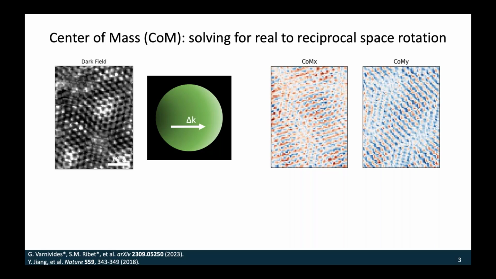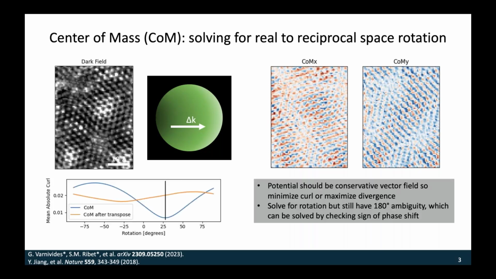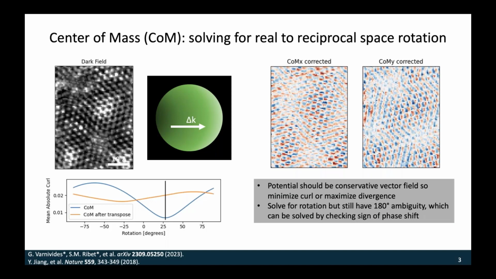And you need to calibrate this for a high quality DPC reconstruction. And this is even more important when you go to tychography. You're going to want to know this angle very well. And one thing you see here in these images is your X and your Y are not perfectly aligned. They're on the diagonal. And we're going to fix this. So what you can do is rotate your reciprocal space relative to your real space. And you want to have a conserved vector field, or minimize the curl or maximize the divergence, maximize the signal in your DPC, however you want to think about it. In this case, we are minimizing the curl, and we've solved for our rotation here. It's about 27 degrees, and we can fix our center of mass. So now it looks much more like it's in X and in Y.